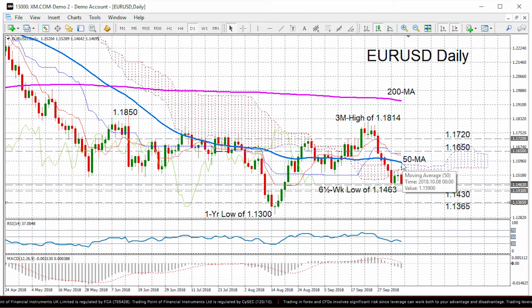That's at 1.1590. A break above the 50-day moving average would help strengthen any upside momentum, though there's likely to be resistance further up at 1.1630, that's the Tenkan Sen line, followed by 1.1650, the previous congested region, and then above that we have that important resistance level which has halted gains several times in the past. That's at 1.1720. A break above 1.1720 would then help the pair make a fresh challenge for that 3-month high 1.1814 from back in September.